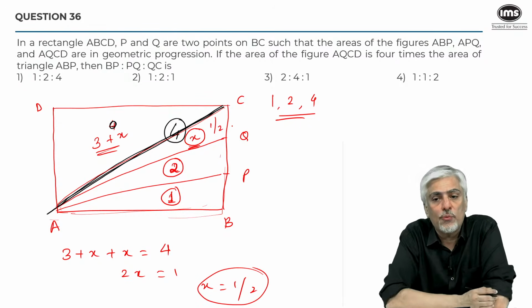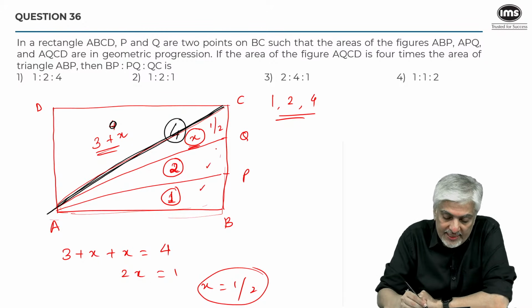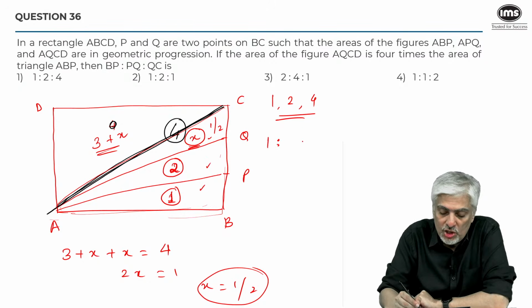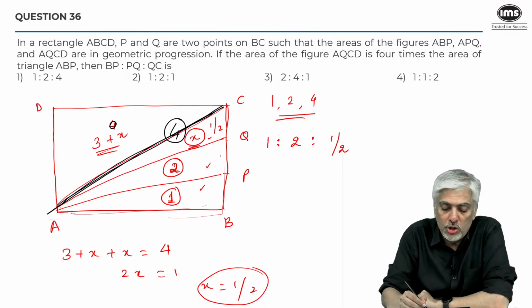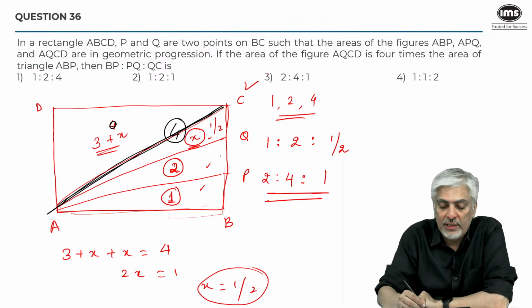Great, I think I got my answer. In fact, this will be the answer. Because if these 3 triangles have a ratio of 1 is to 2 is to half, the sides will also be in that same ratio. Multiply everything by 2, so you'll get 2 is to 4 is to 1. Answer will be the third option.